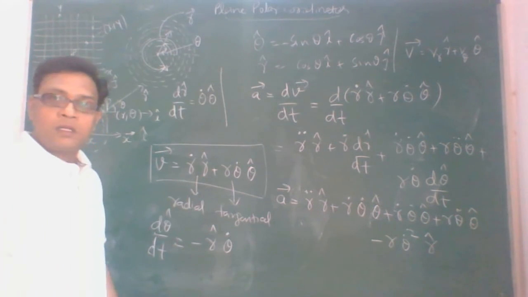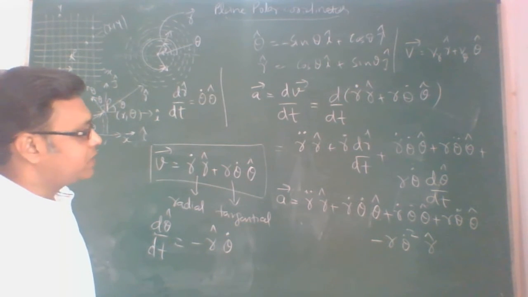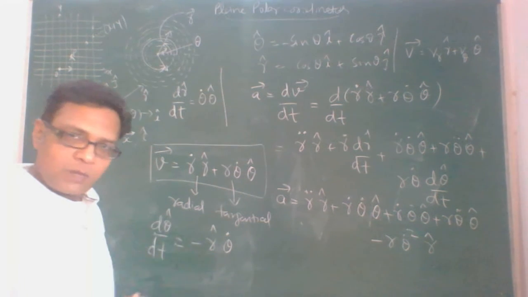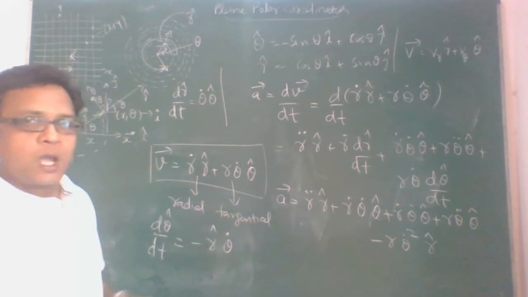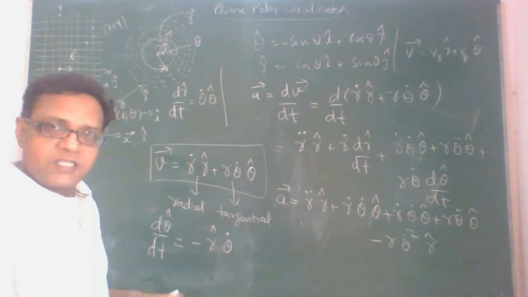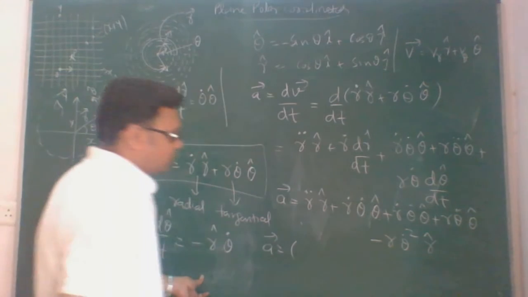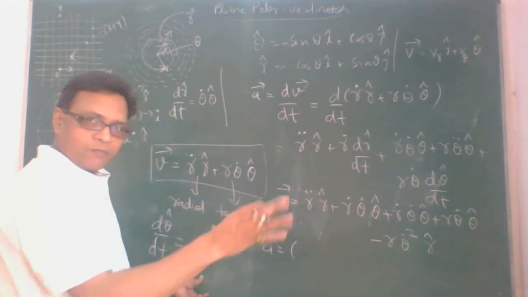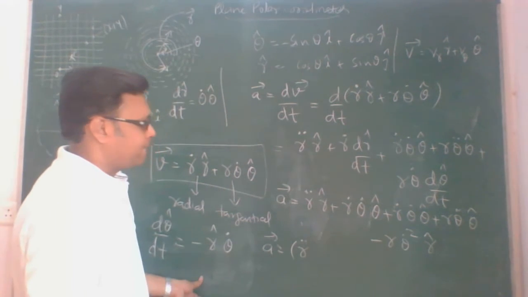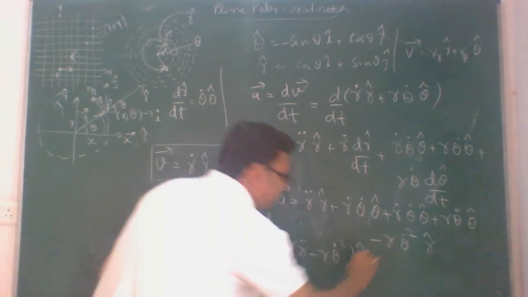So very easy and very interesting, because again I can see this whole acceleration of this so-called particle P moving in a two-dimensional plane with the plane polar system is now having some component along r cap, some component along theta cap. So let us collect these terms. Let me have one parenthesis which I'll dedicate to r cap. With the r cap I have this, and r theta dot square with r cap.